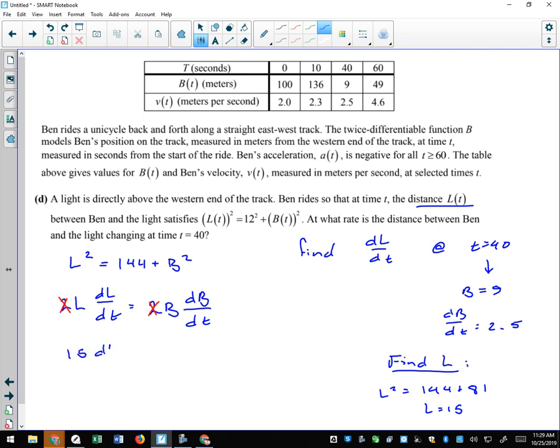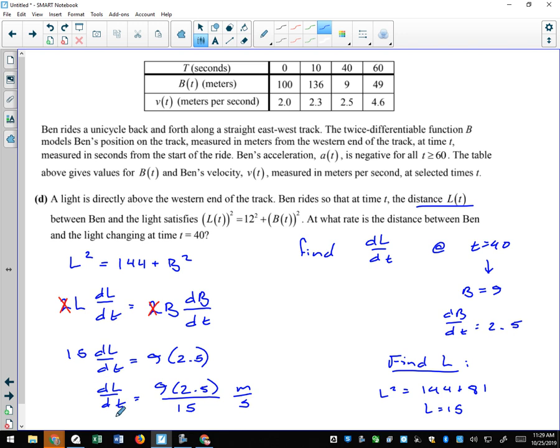15 dL/dt equals B, which was 9, times dB/dt, which is 2.5. And we'll solve for dL/dt by dividing 9 times 2.5 over 15. I am not about to try to hurt myself solving that, but I will put units in there. Units would be? Very good, meters per second. All right.